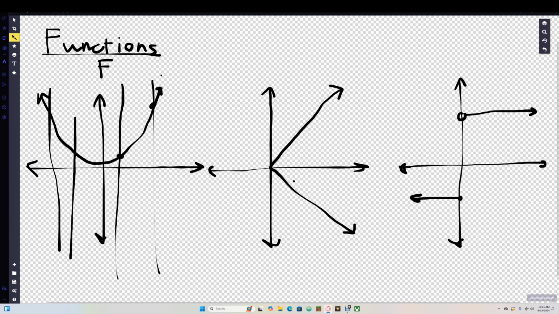Now let's check this one out here. So let's see if this is a function. Well, right off the bat we can draw a vertical line and see that it indeed intersects 2 points, and we can do this basically anywhere. So this tells us that this is not a function, because every input, every x value, has more than one y value or output. So this is not a function.